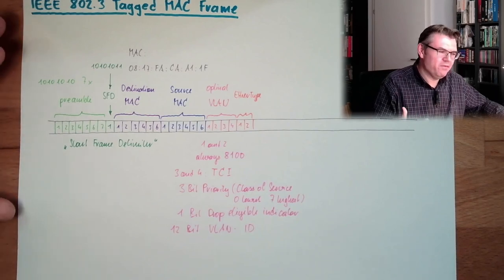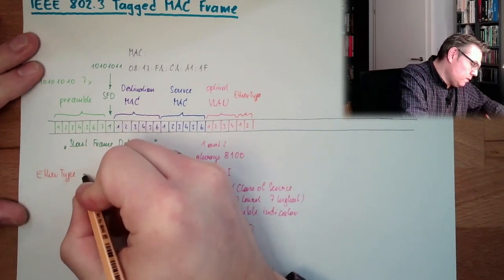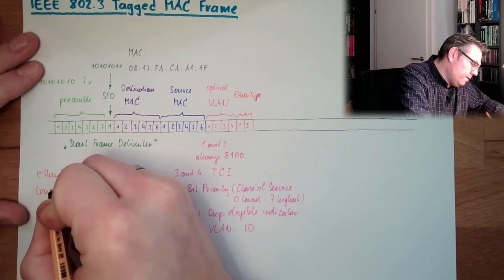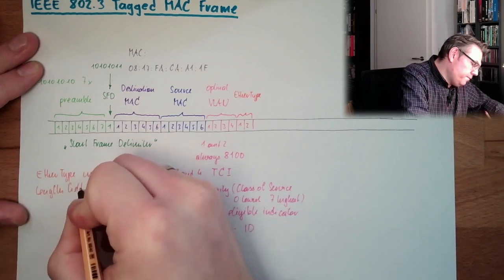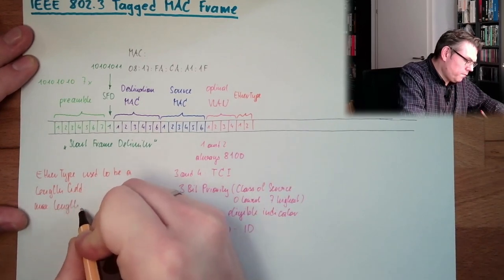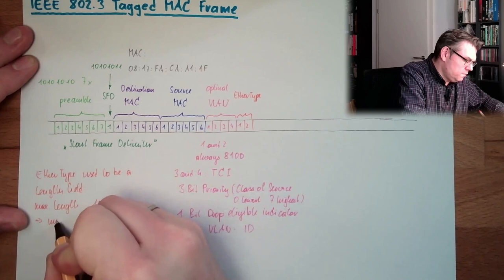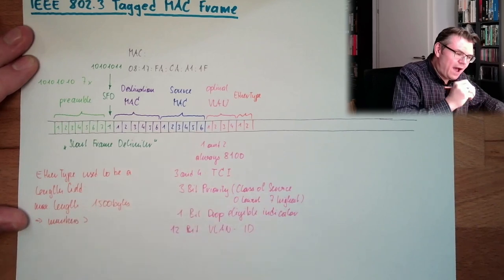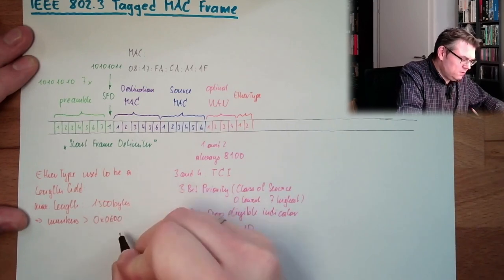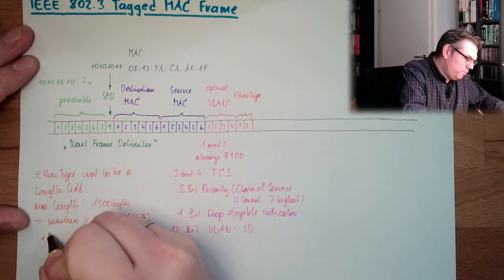This used to be a length field. Ethertype. Maximum length is 1500 bytes. Numbers higher than 0x0600 hexadecimal, which is 1536 in decimal, mark a protocol indicator.